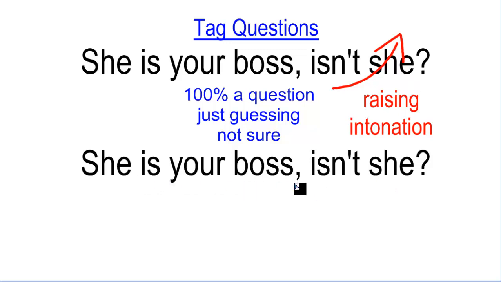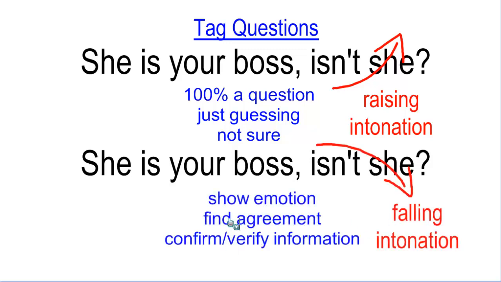But if I say, she is your boss, isn't she? This is not really a question. This is to show emotion, to find agreement, or to confirm information. Falling intonation in tag questions is to show emotion, find agreement, or to confirm or verify information. So you have two ways to say this. You could say, she is your boss, isn't she? That's a real question. She is your boss, isn't she? That is just to confirm information or to find agreement. Very similar, different to affirmative and negative normal yes-no questions.